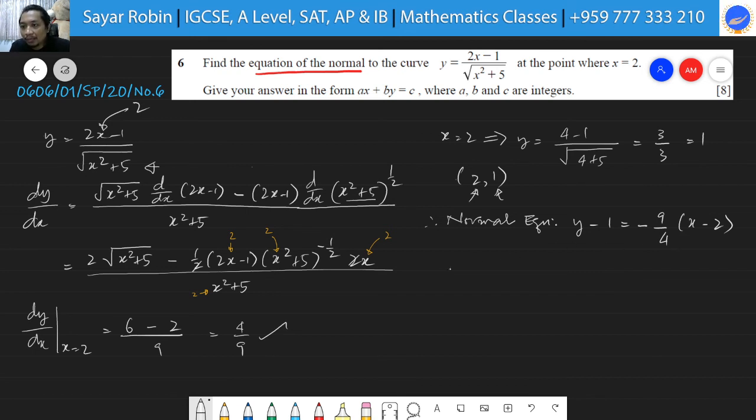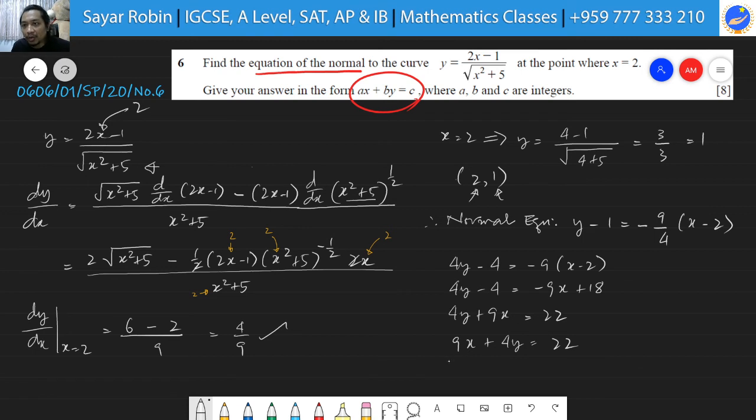All right. So now we are going to multiply throughout by 4. So that becomes 4y minus 4 is equal to negative 9 times (x minus 2). And then 4y minus 4 is equal to negative 9x plus 18. Okay. And now we are going to try to get the given form, right? This form. Okay. Therefore, 9x plus 4y is equal to 18 plus 4, which is 22. So 9x plus 4y is equal to 22. a is equal to 9, b is equal to 4, and c is equal to 22.